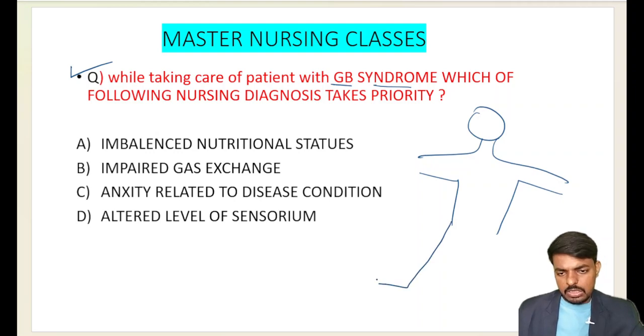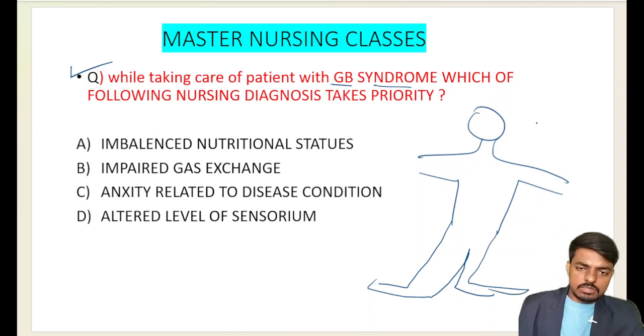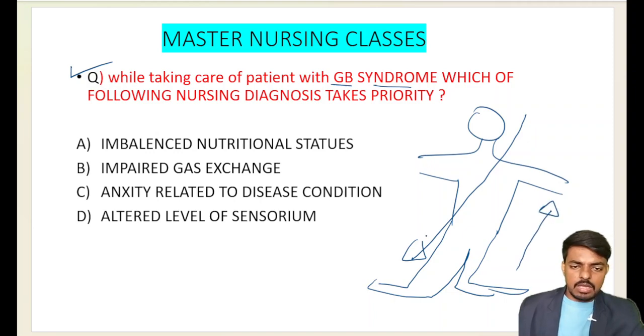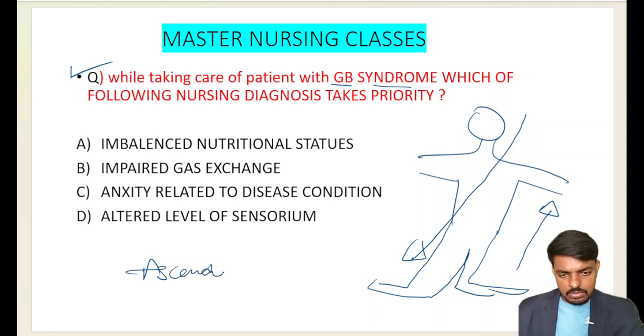So in almost all diseases, paralysis occurs from upward to downward like this. But in GB syndrome, paralysis occurs from downward to upward. That is what we call ascending paralysis, the classical picture of GB syndrome.